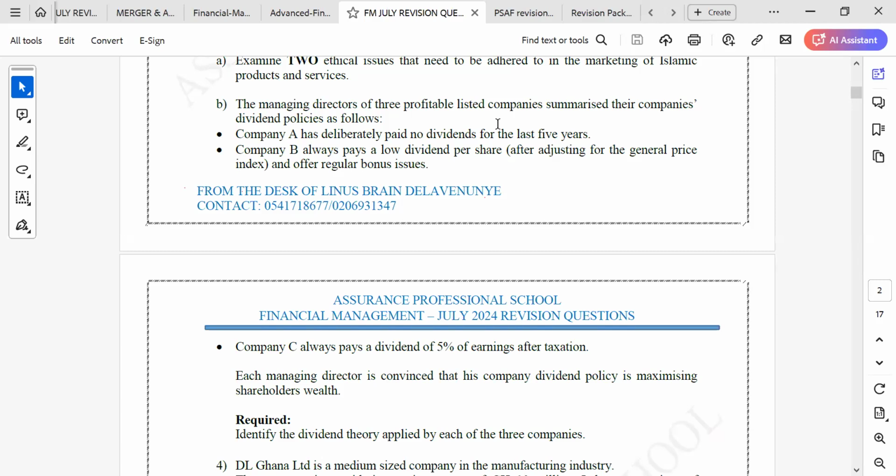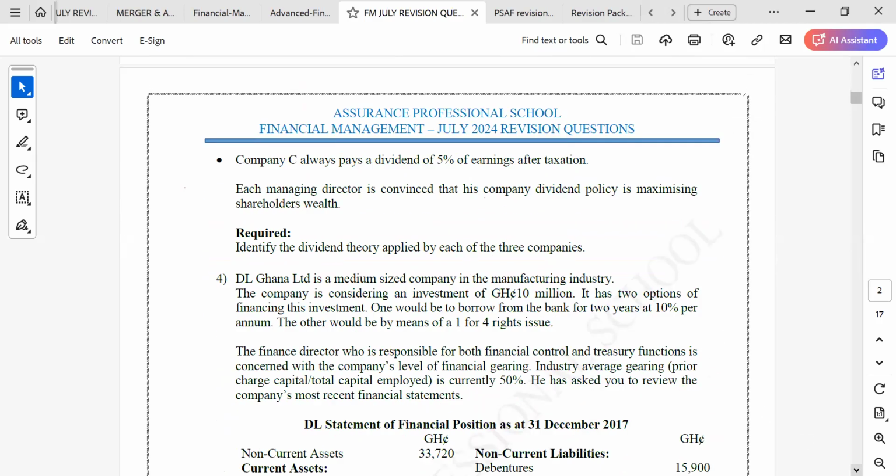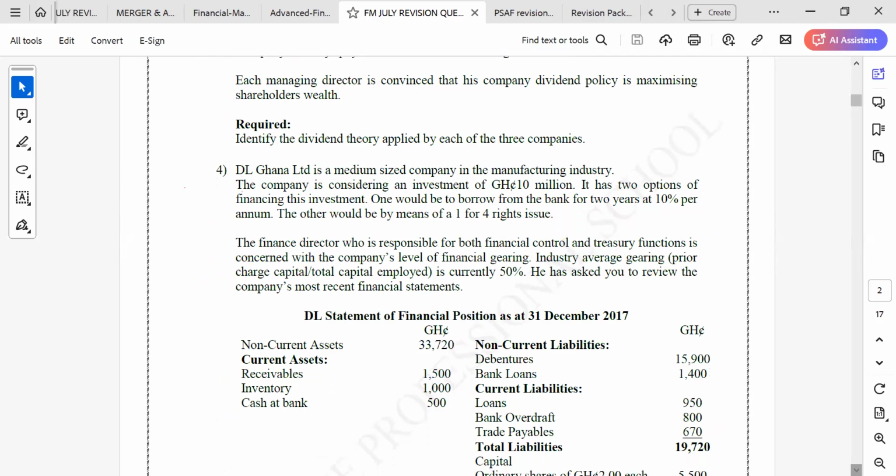So if you are paying dividend, it means that you are doing well. If you are not paying dividend, it means that you are not doing well. So what do we have to do? This is about the dividend relevance theory. That is the dividend relevance theory.